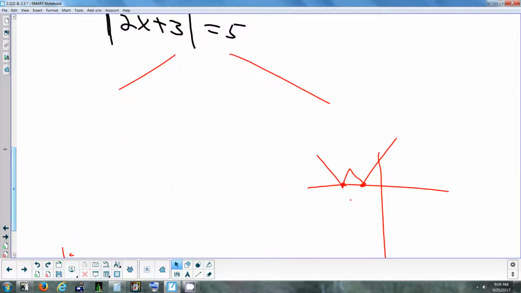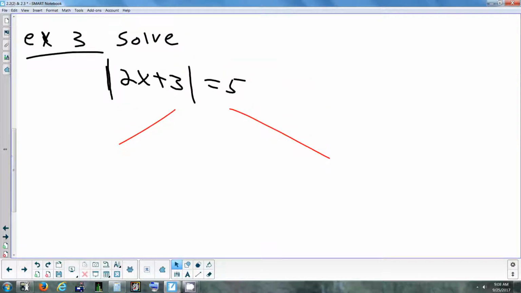All right, so let's split this up. Can anybody give me my first equation that this would split into? Megan? 2x plus 3 equals 5. And my second equation? Sure. 2x plus 3 equals negative 5. Right. If you just think common sense, it doesn't matter what's inside the absolute value as long as it's equal to 5 or negative 5, because if you take the absolute value of either number, you get 5. So we solve the one on the left.